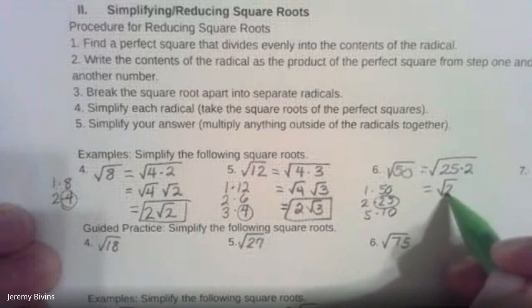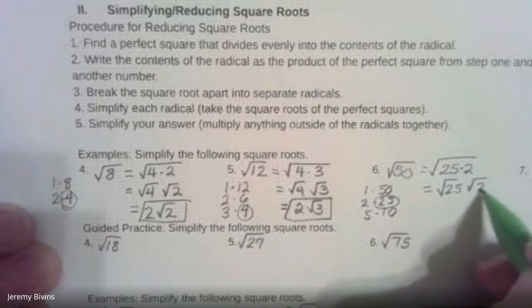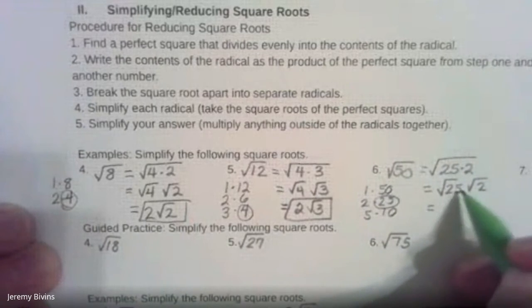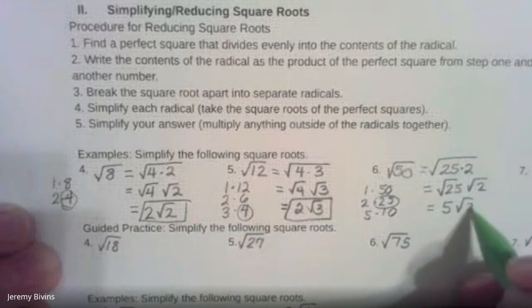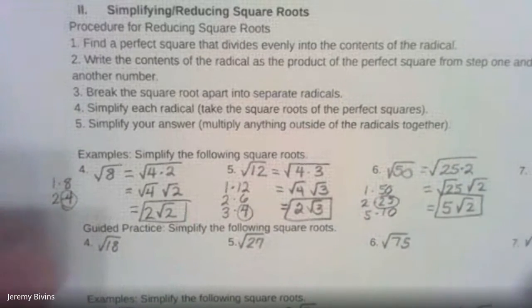I'm going to break the 25 apart and the 2 apart underneath the radicals. Square root of 25 is 5. Radical 2 is there for the ride.